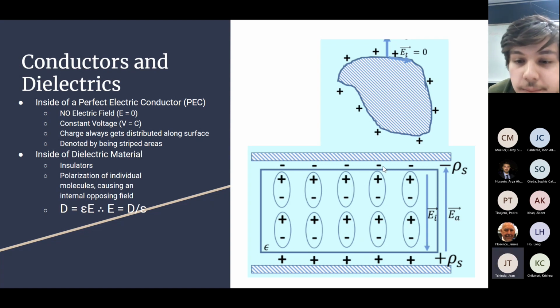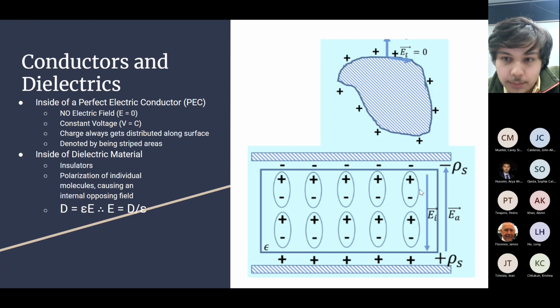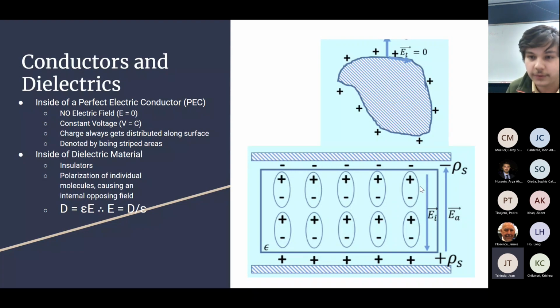Now, a dielectric material, these are your insulators. And what you can see here having this visual is that the individual molecules in the dielectric get polarized when subjected to an electric field. So you can think of this as like a capacitor, 2 parallel plates. One of them is positively charged, one is negatively charged, electric field between the two. The dielectric inside, you can see the molecules, they're being polarized. So now there's an internal electric field that is opposing the larger field from the capacitor.